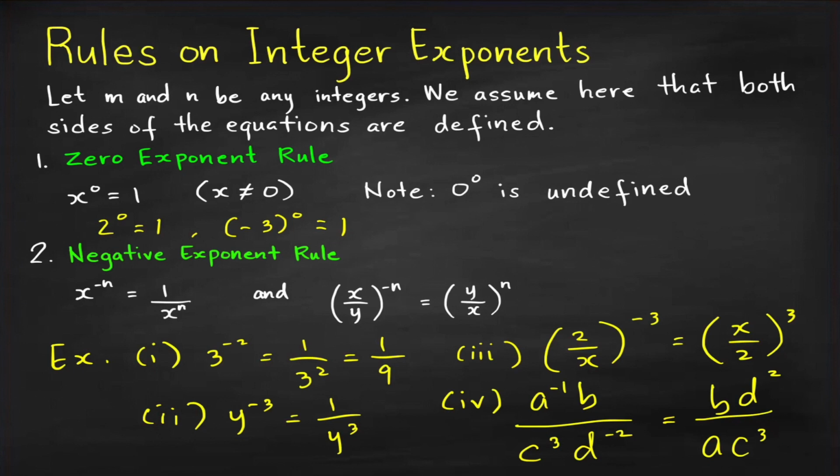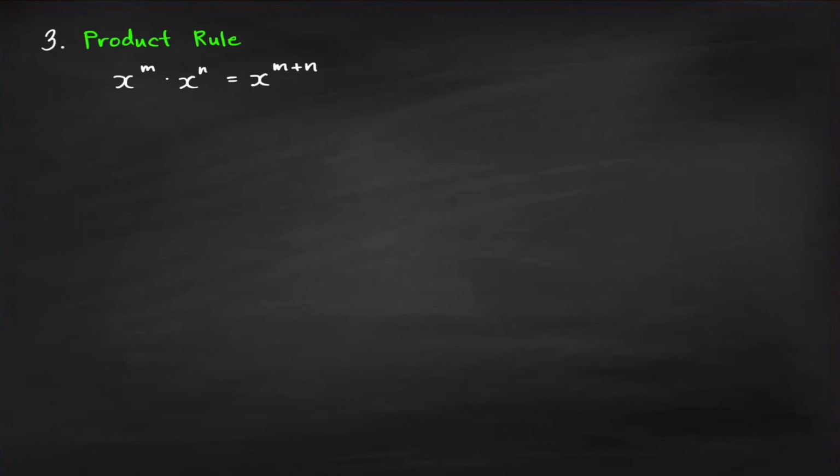Now let us move to the next rule. This is called the product rule. The product rule states that when we multiply two exponential expressions with the same base, x to the m and then x to the n, the product is just, we copy the base x and then just add the powers. So you have here m plus n.